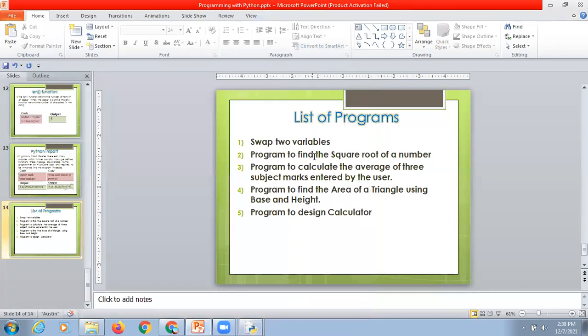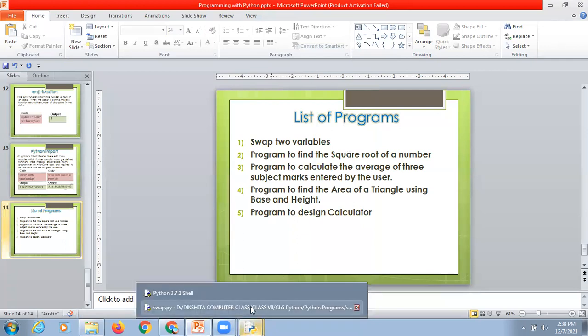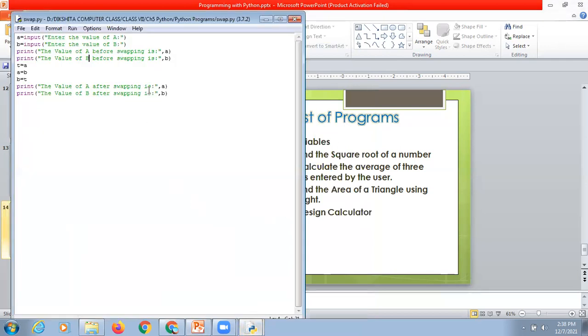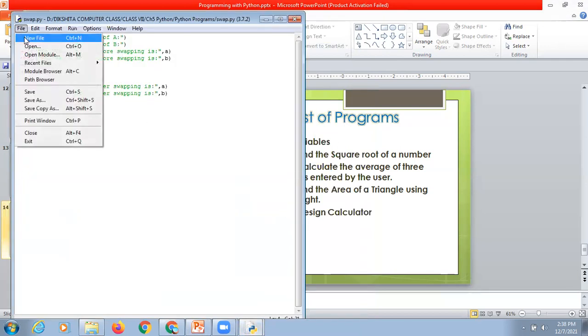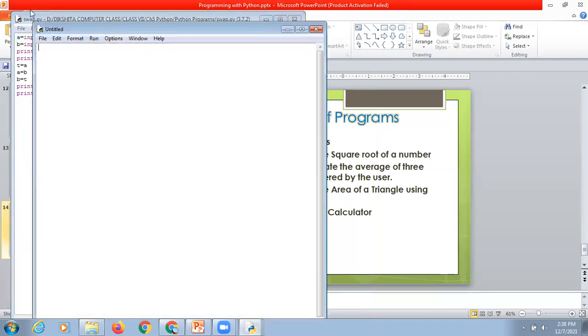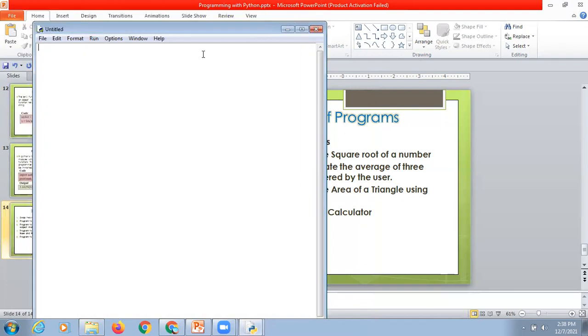Next program is a program to find the square root of a number. This time we have to calculate the square root of a number. And for the calculation of the square root of a number, I'm taking a new file. For that, we need to know the formula first. So if I calculate the 0.5 power of any number, then it will be equivalent to the square root of that number.